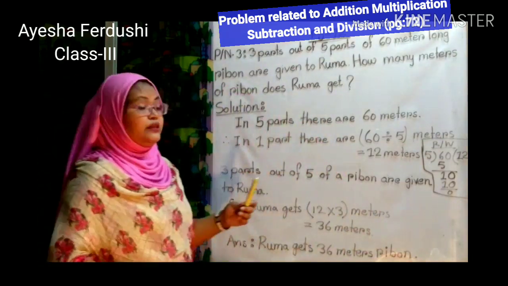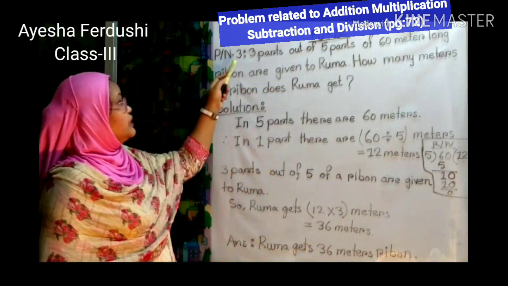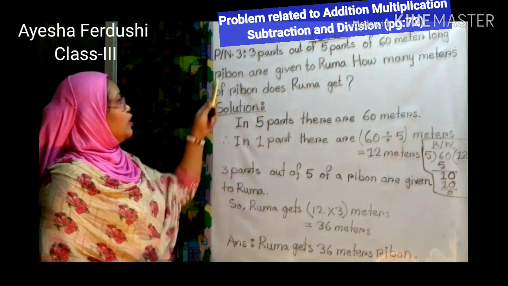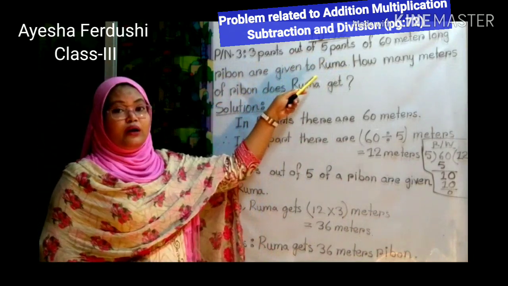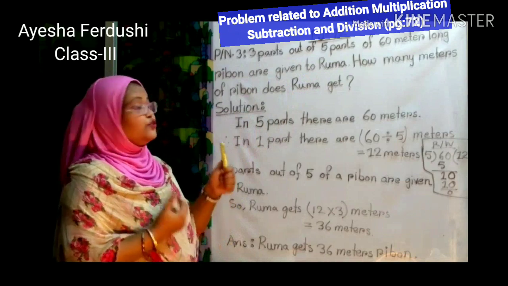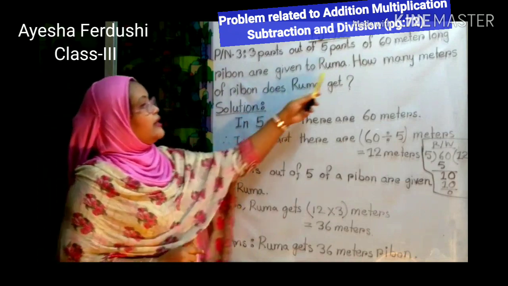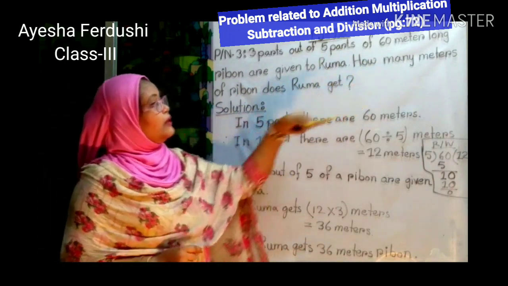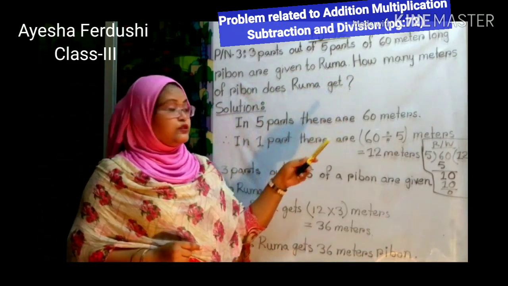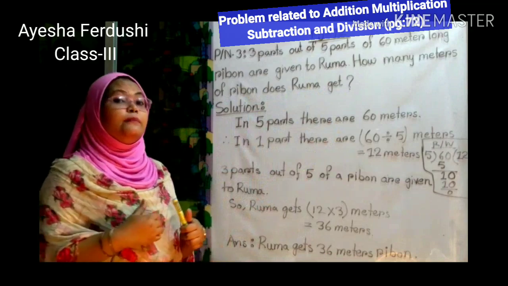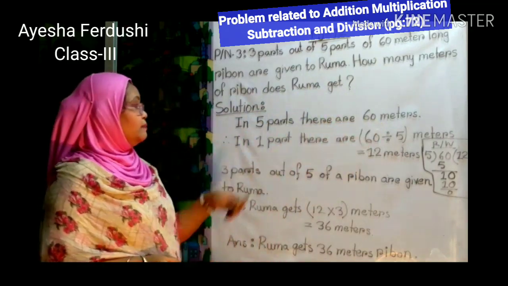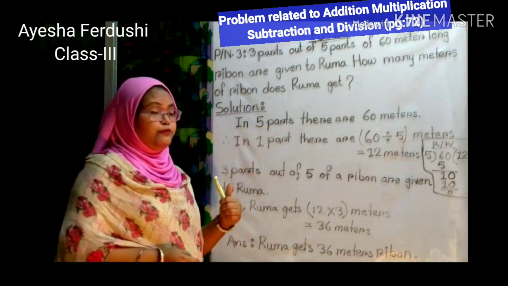Okay dear, I repeat this question again. The given part of the question is: 3 part out of 5 part of a 60 meter long ribbon are given to Ruma. From 5 part, how many parts does Ruma get? 3 part. Okay. And the asking part is how many meters of ribbon does Ruma get? So you will find the meter. So meter you will write at the right side and part you will write at the left side.